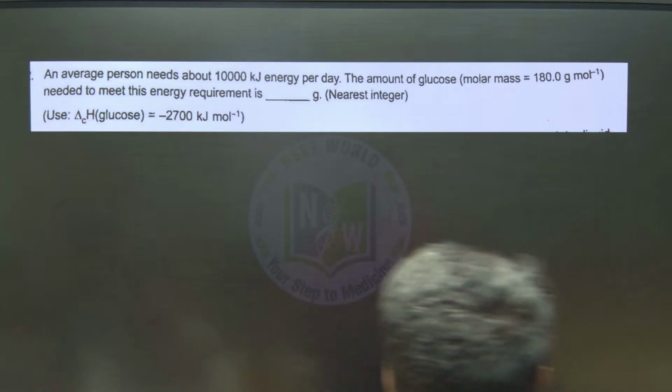So what to do? Say an average person needs 10,000 kilojoules of energy per day. The amount of glucose needed to meet his energy requirement. See how much energy is required, like the amount of glucose needed to meet his energy needs. Okay. So now what to do? This much energy is required per day for a normal person. So to gain this much energy, how much glucose does he need to consume? By combustion of fuel only we are going to get energy. So what is our fuel here? Glucose. So the enthalpy of combustion of glucose is given here.